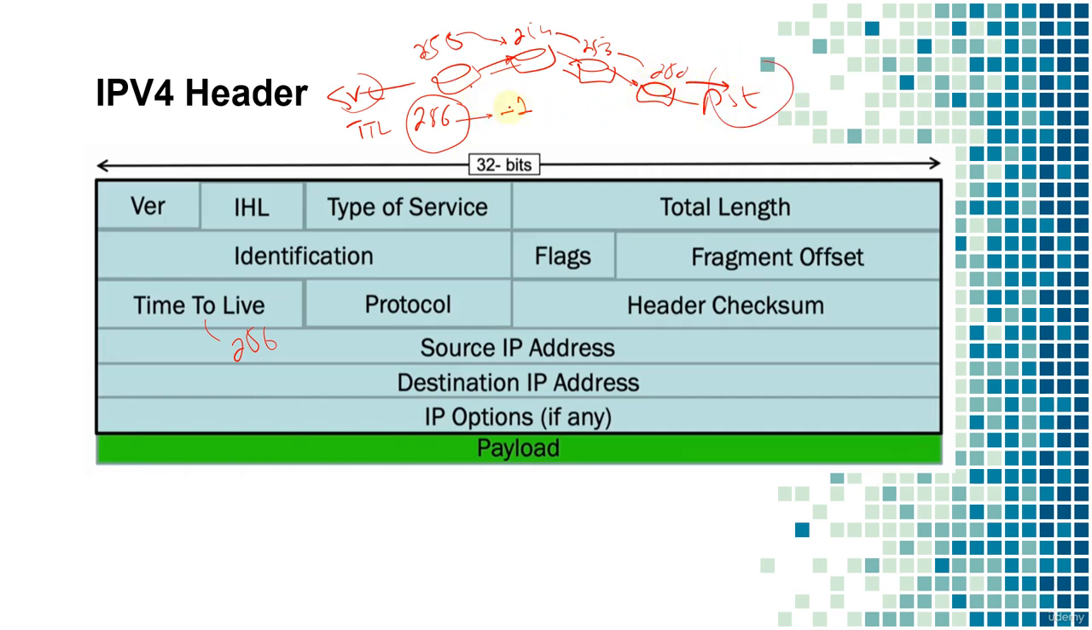But what in case these routers are all connected together and some kind of corruption happens? The TTL is set to 255 or 256 initially. Then it leaves this router, the value is decremented to 254, then 253, and then unfortunately it is not received by the destination, but it loops around.